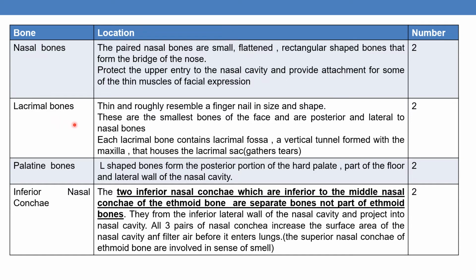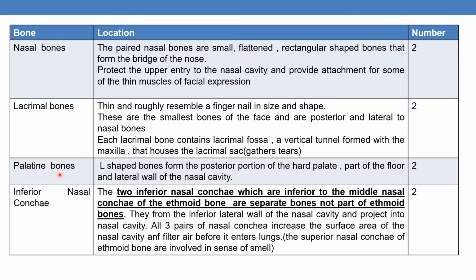The next are the lacrimal bones. They are thin and roughly resemble a fingernail in size and shape. They are two in number. They are the smallest bones of the face and are posterior and lateral to the nasal bones. Each lacrimal bone contains a lacrimal fossa, a vertical tunnel formed with the maxilla that houses the lacrimal sac that gathers the tears.